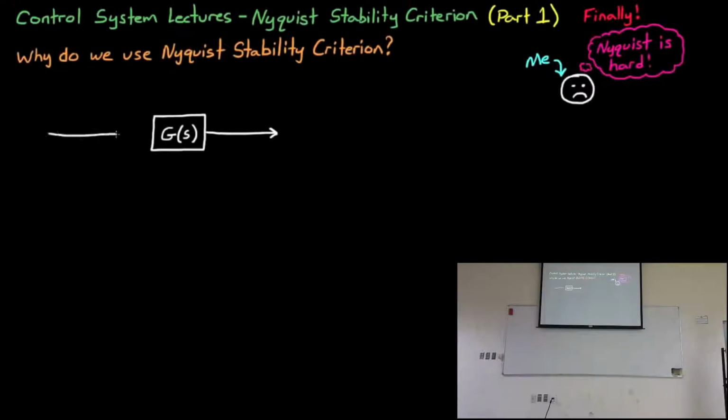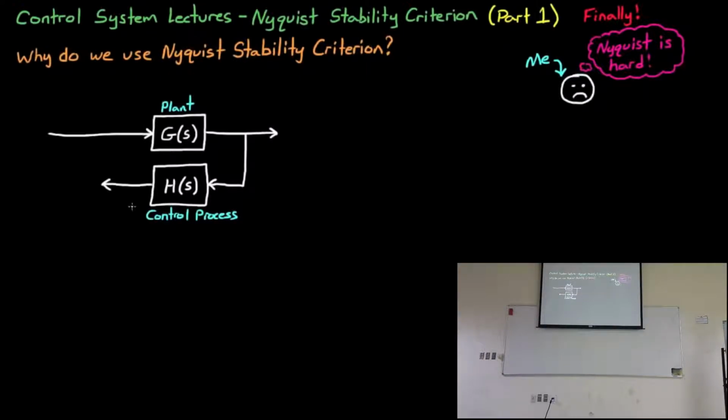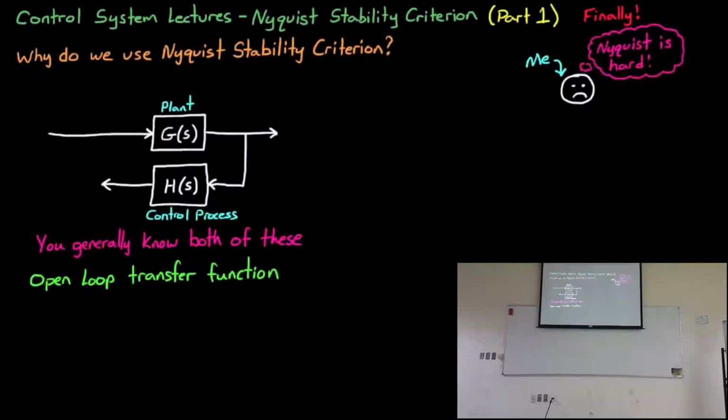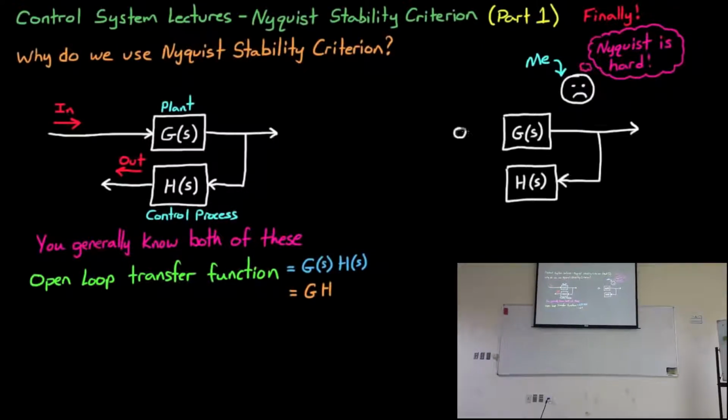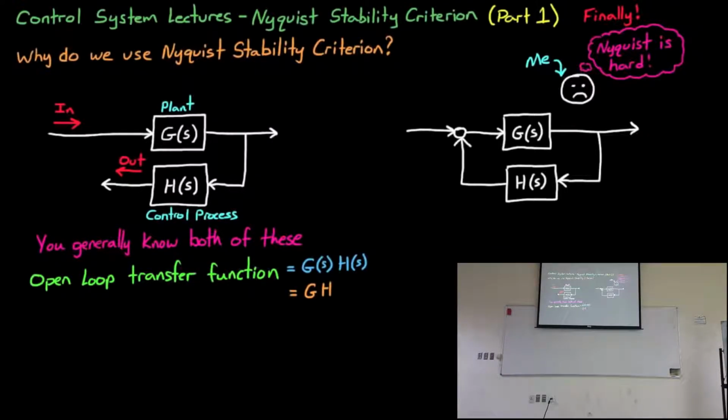criterion. Here is a typical open loop block diagram of plant G of S and control process H of S. You generally have both of these transfer functions for your system since you know the plant that you're trying to control and you get to pick the control process to control it. The open loop transfer function then just becomes G of S times H of S. But to save time in this video, I'm going to drop the of s's and just write G times H. When we close the loop, this physically adjusts the transfer function for the entire system, and you can reduce the block diagram into a closed loop transfer function, G divided by 1 plus GH.